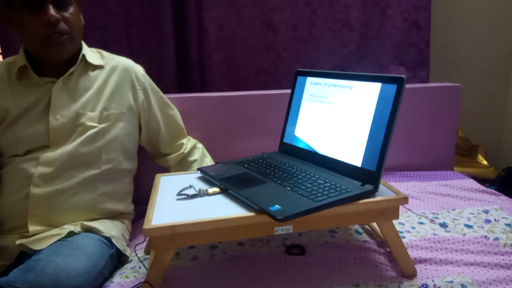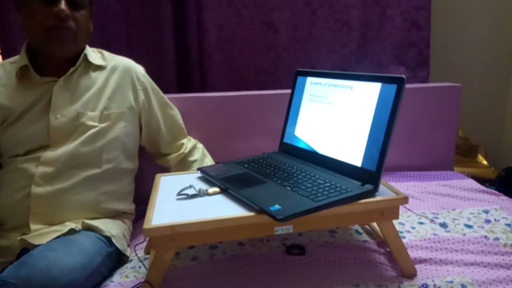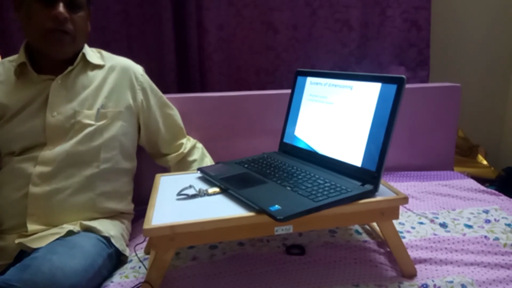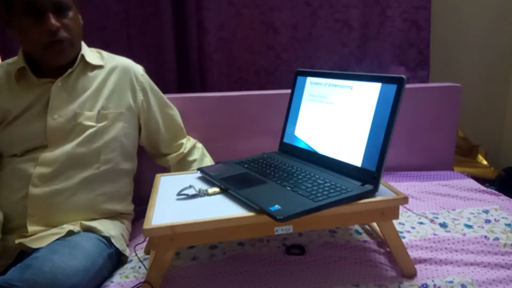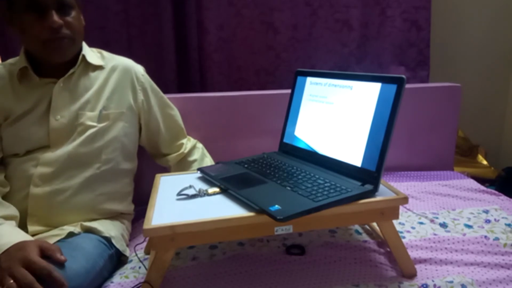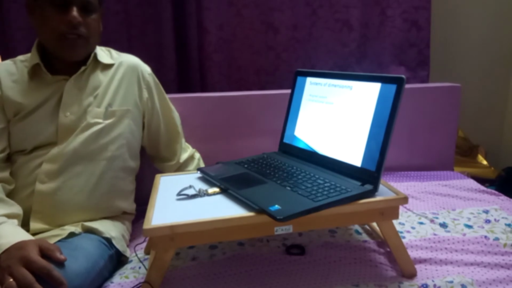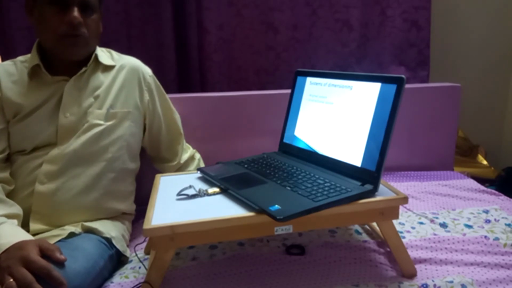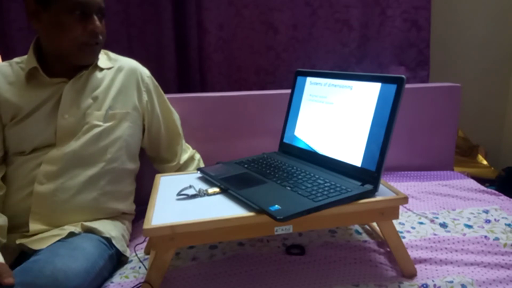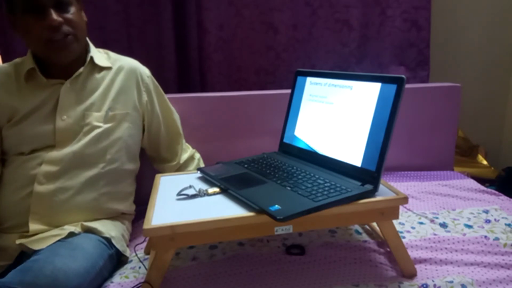System of dimensioning. While dimensioning, that is putting dimensions on any drawing, the dimensioning is done in two ways, that is two systems. One is the aligned system, the other is the unidirectional system.